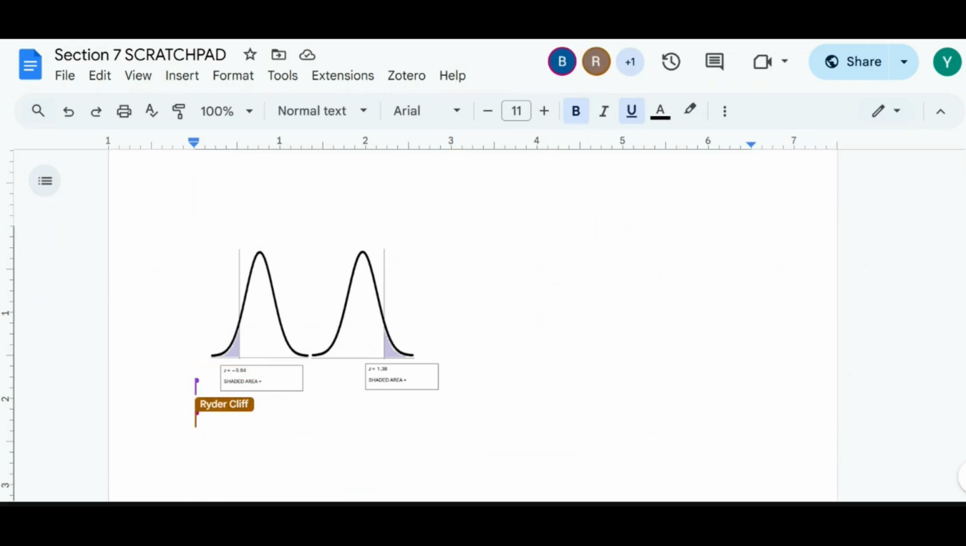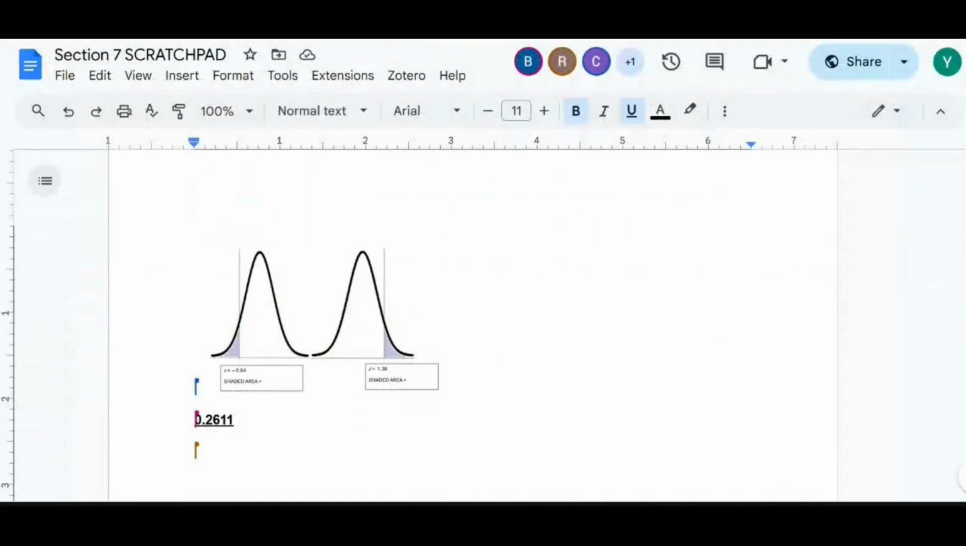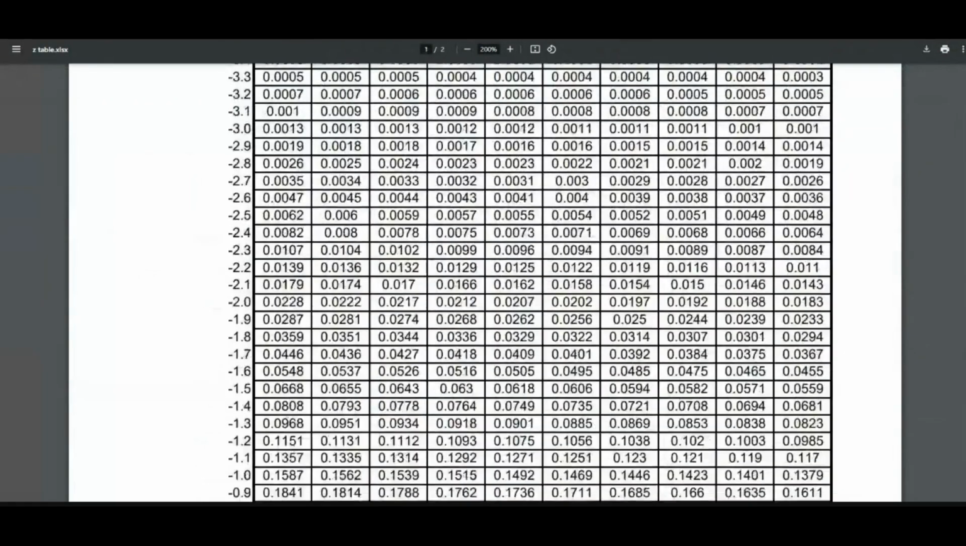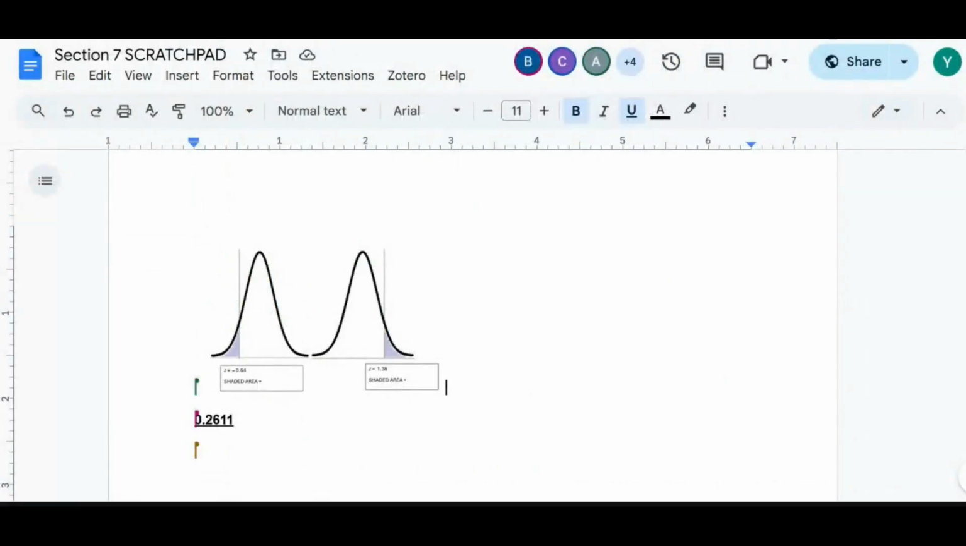What is the shaded area when z is minus 0.64? 2611, let's see. All right, thank you. So let's have a look. Where's the table? Oh yeah. Negative 0.64, correct? 2611, excellent. Did everyone get that? All right, this is step one, the most basic thing you could do.